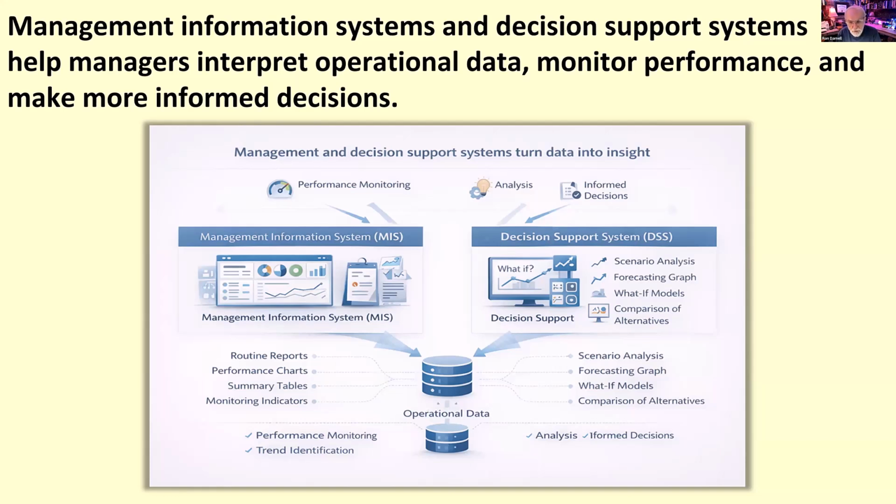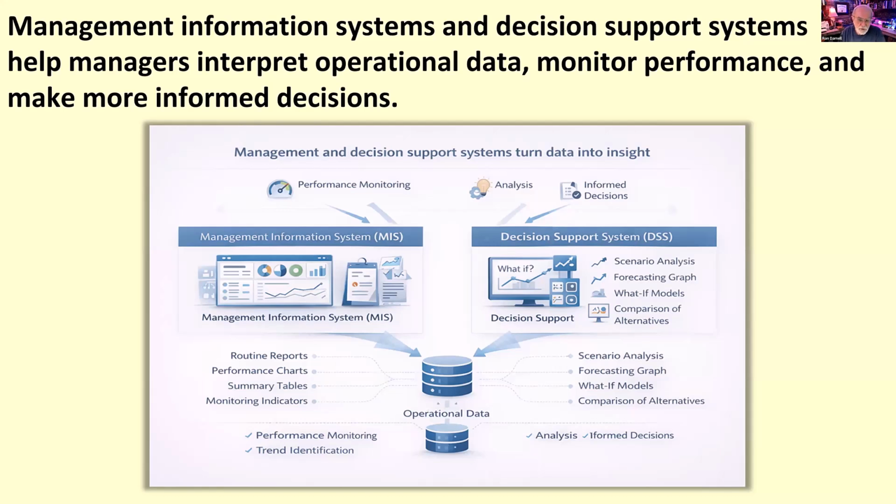That's where management information systems, or MIS, and decision support systems, or DSS, become important. A management information system typically provides routine reports, summaries, dashboards, and performance updates. These systems help managers see what is happening across the organization and identify trends, issues, or areas that need attention. MIS is especially useful for monitoring ongoing performance and supporting structured decisions.